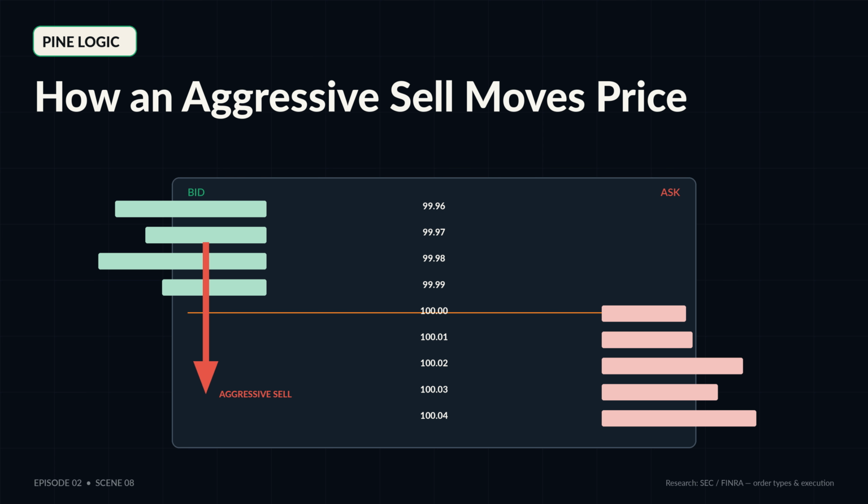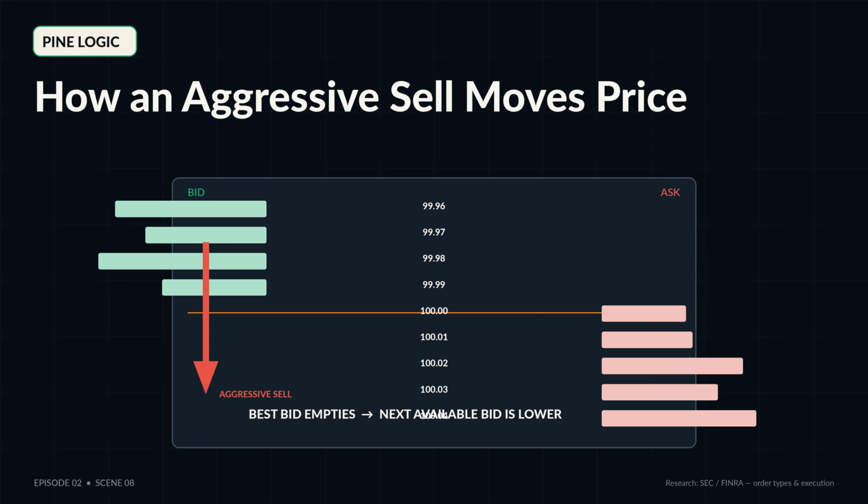Reverse it. Aggressive sellers consume the best bid. If that queue empties and the next bid is lower, transactions step down. So instead of asking, were there more sellers, ask, how much aggressive flow met how much available liquidity?